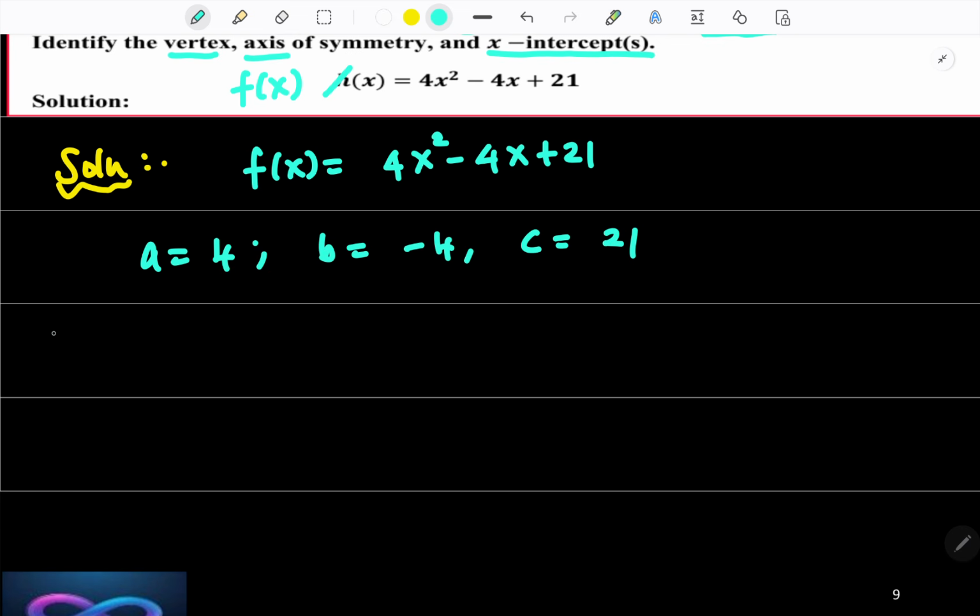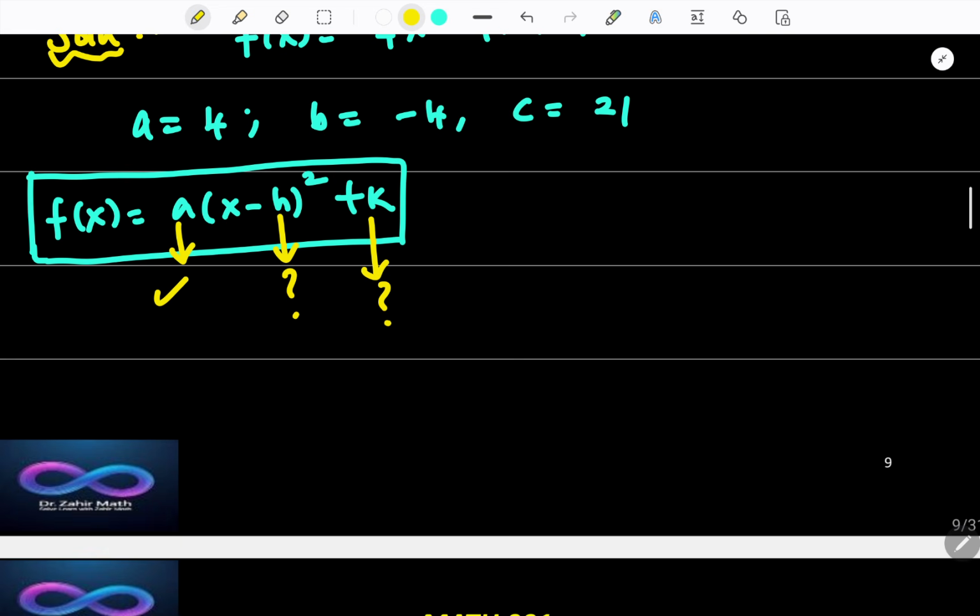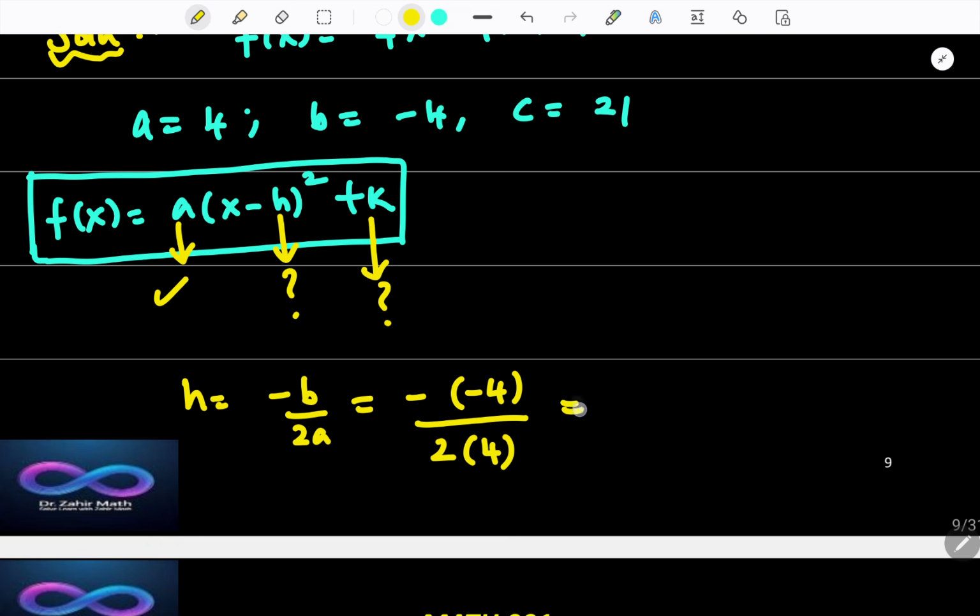Now we are going to find out the standard form. What is standard form? A into x minus h the whole square plus k. In the standard form, a is given in the question, h we need to find, k we need to find. What is the formula for h? Minus b divided by 2a. Minus of minus 4 divided by 2 into a, which is 4. B is here, a is here.